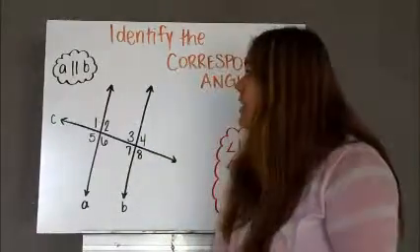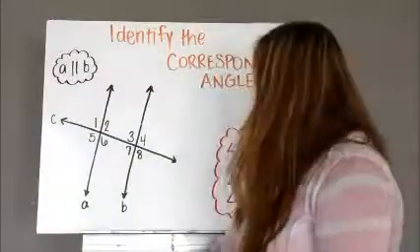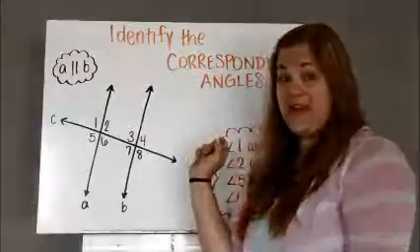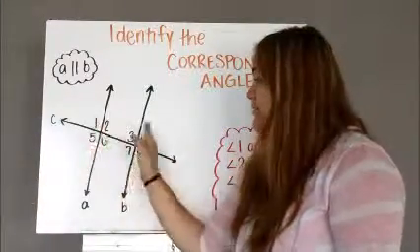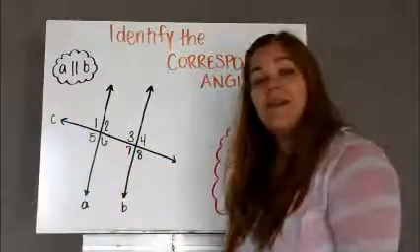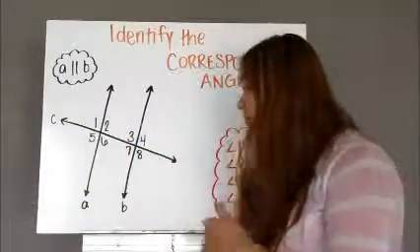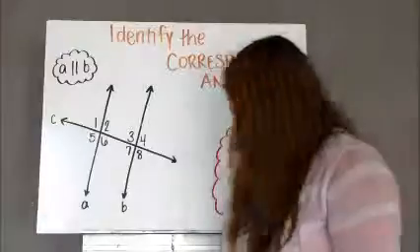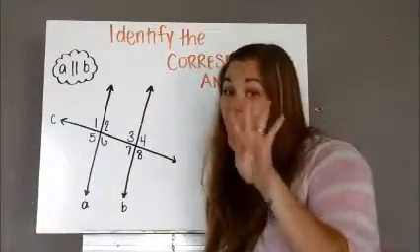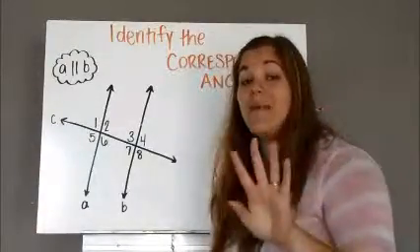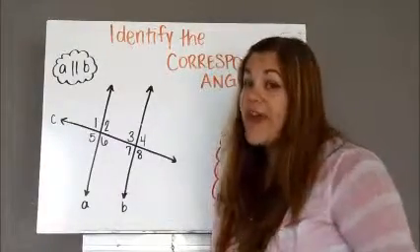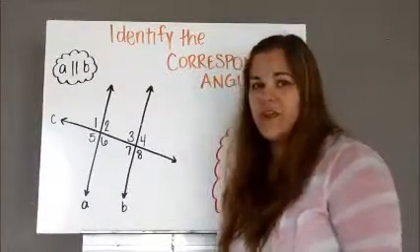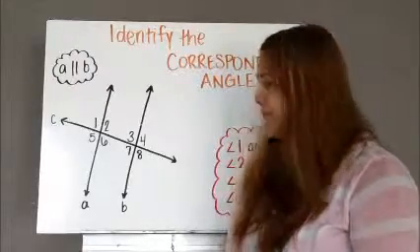So the first thing I want you to do is pause the video. I want you to identify the corresponding angles, looking at this set of parallel lines, knowing that A is parallel to B. Just name the angles that are corresponding. And I'll give you a hint. There's four different pairs. So that means there's four sets of two angles that are corresponding. So go ahead, pause the video, see if you can figure it out.